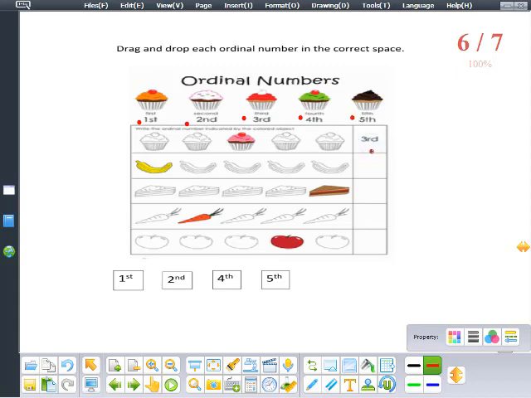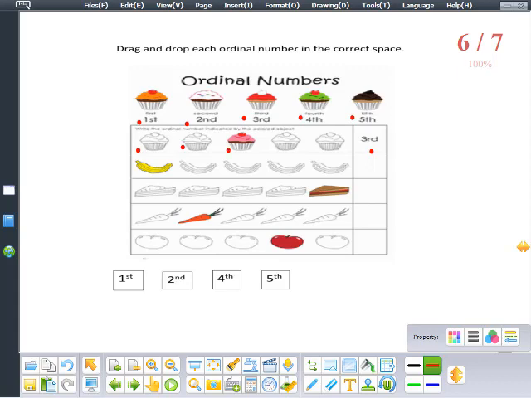Which one is the colored one? Let's count. 1, 2, 3. So this is the third. Well done, the third. The third we put what? 3RD. Excellent. The third is 3RD.